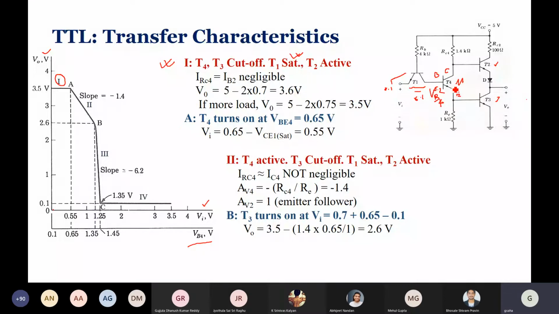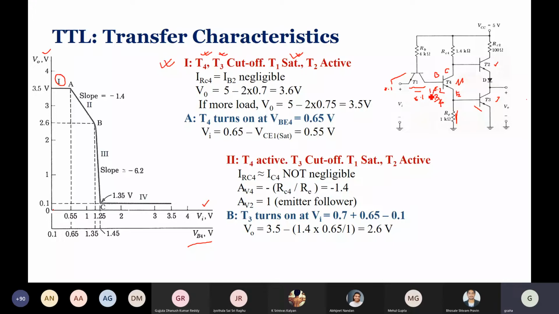So T4 is cut off. T4 is cut off means only negligible or leakage current is flowing here. No current is flowing here. So the IR4 drop is very less. So T3 is also cut off. So T3 is also cut off.